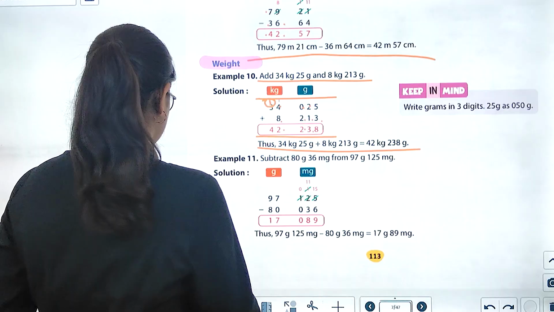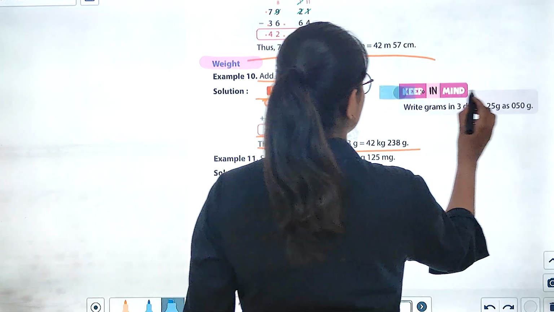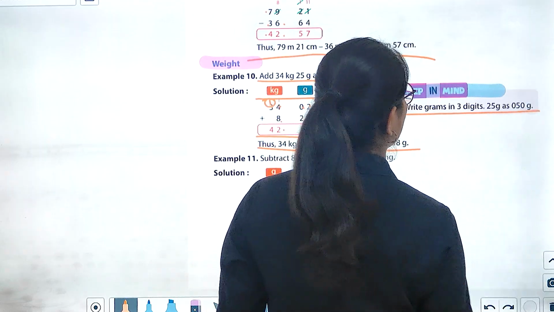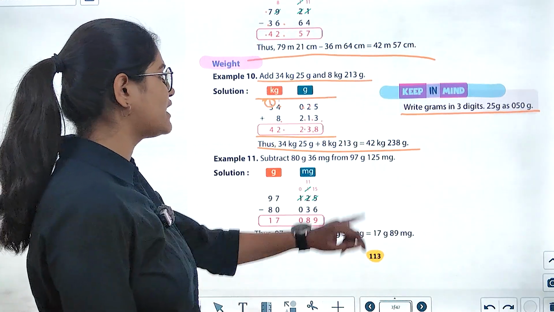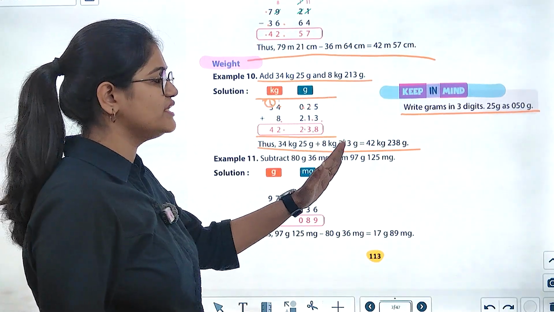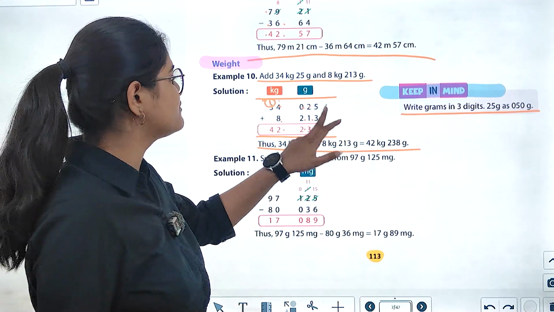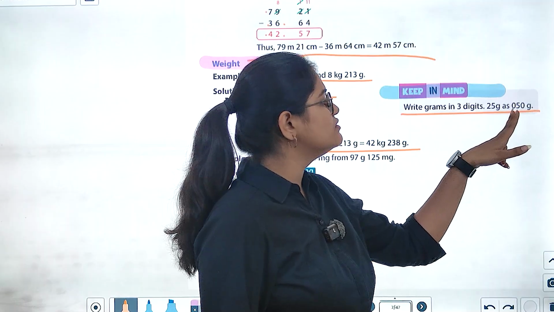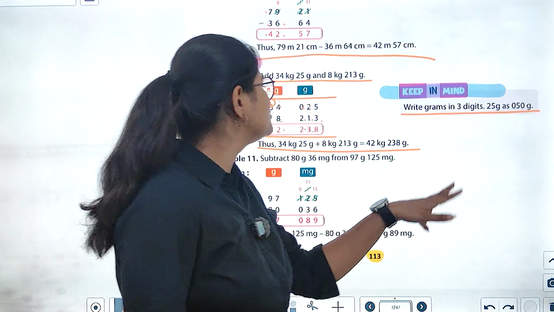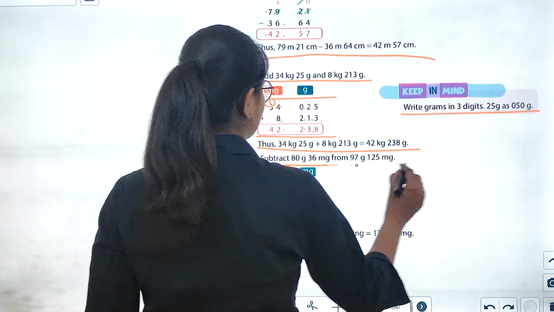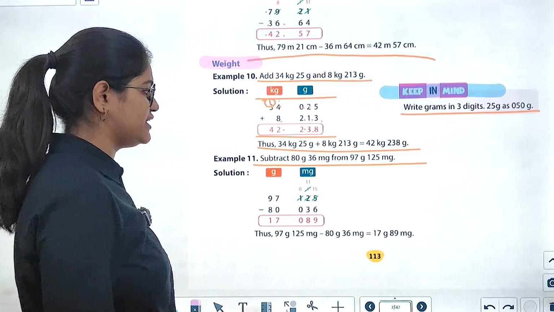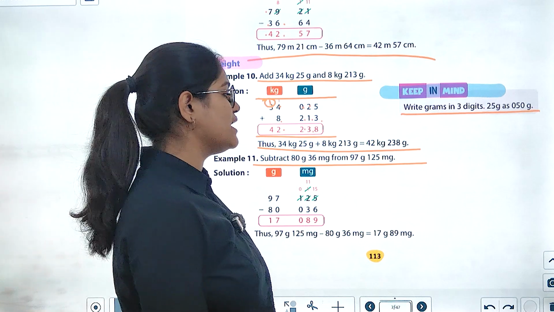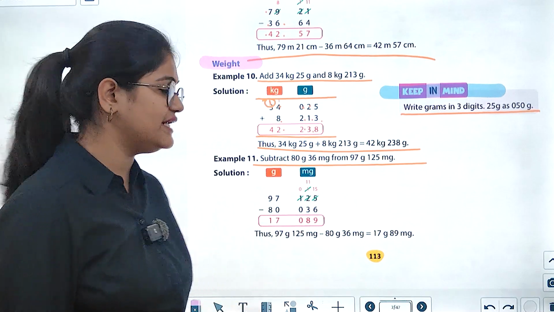Right? Next, we have a box to keep in mind. Let's see what it says. So just write grams in 3 digits. हमें हमेशा grams को 3 digits में लिखना है. Right? So just we can write 25 grams को as 0.25 grams. It is subtract 80 grams, 36 milligrams from 97 grams, 125 milligrams.